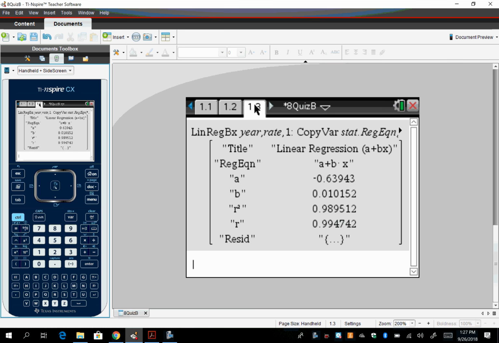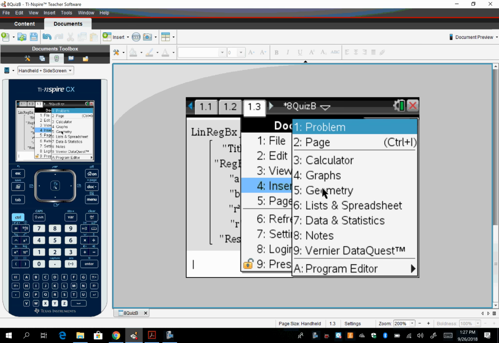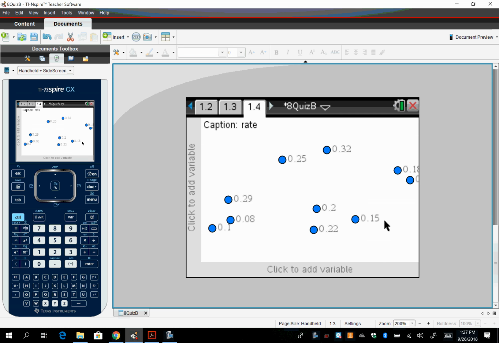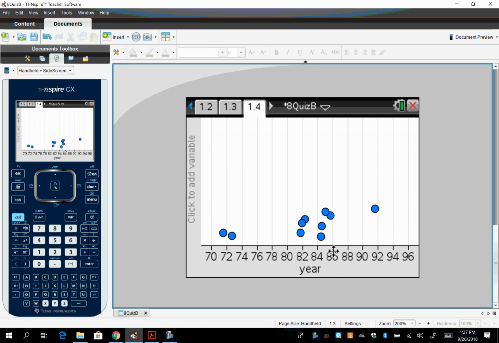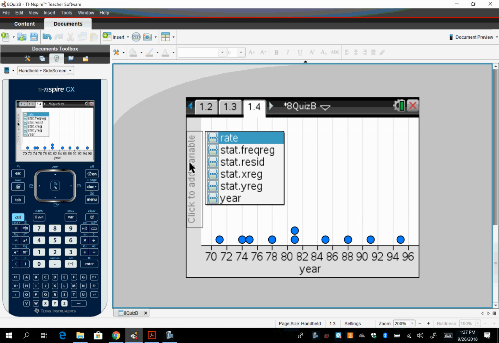Doc, Insert, Data and statistics again. We're going to use the same explanatory, so we're still going to use year. But now, instead of putting rate as the response, we're going to do stat dot residual.